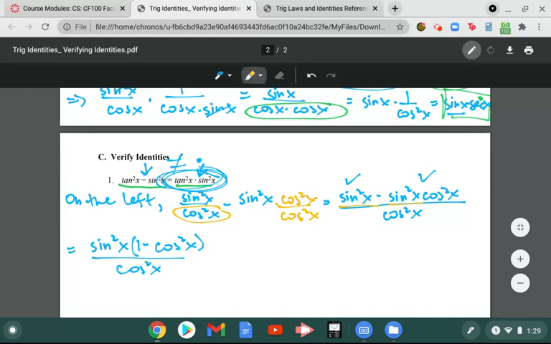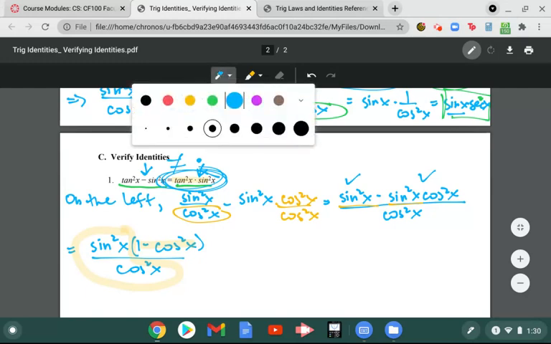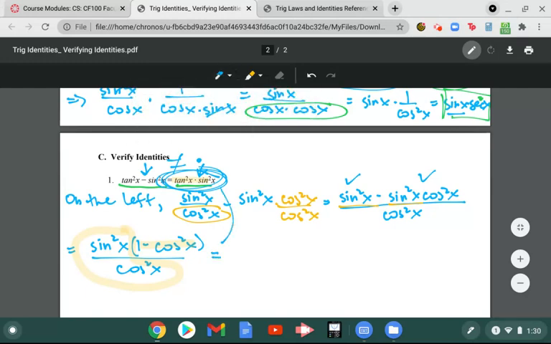Now remember, I'm keeping my eye on the prize, which is this guy. Not the whole thing, just this guy. I do have tangent already. This right here is tangent. So I need this guy to be sine squared. And it is. My Pythagorean identity tells me that it is. So in my next step, I'm going to simplify so I can get the form I was aiming towards. Sine squared over cosine squared is tangent squared. And my 1 minus cosine squared is sine squared x. So that verifies the identity.